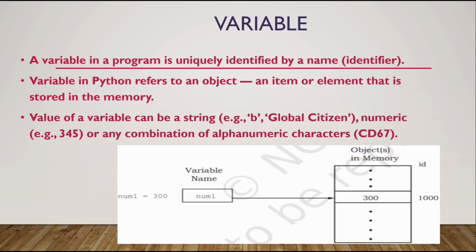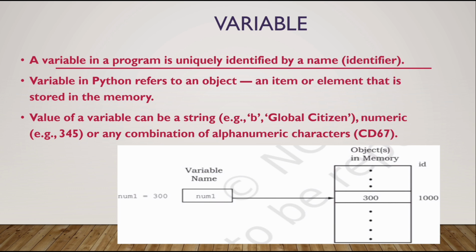A variable is a name given to a memory location. Or in other words, I can also say it is a reserved memory location to store values. Whatever values we are using, the value can be a string, a floating point data or integer data. Everything will be stored in the form of a variable. A variable in a program is uniquely identified by its name, the identifier.